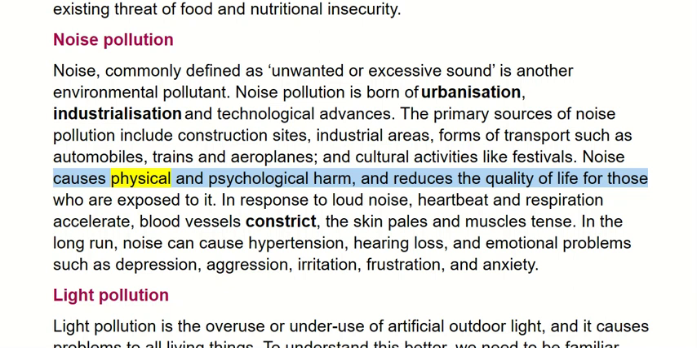Noise causes physical and psychological harm, and reduces the quality of life for those who are exposed to it. In response to loud noise, heartbeat and respiration accelerate, blood vessels constrict, the skin pales and muscles tense. In the long run, noise can cause hypertension, hearing loss, and emotional problems such as depression, aggression, irritation, frustration, and anxiety.